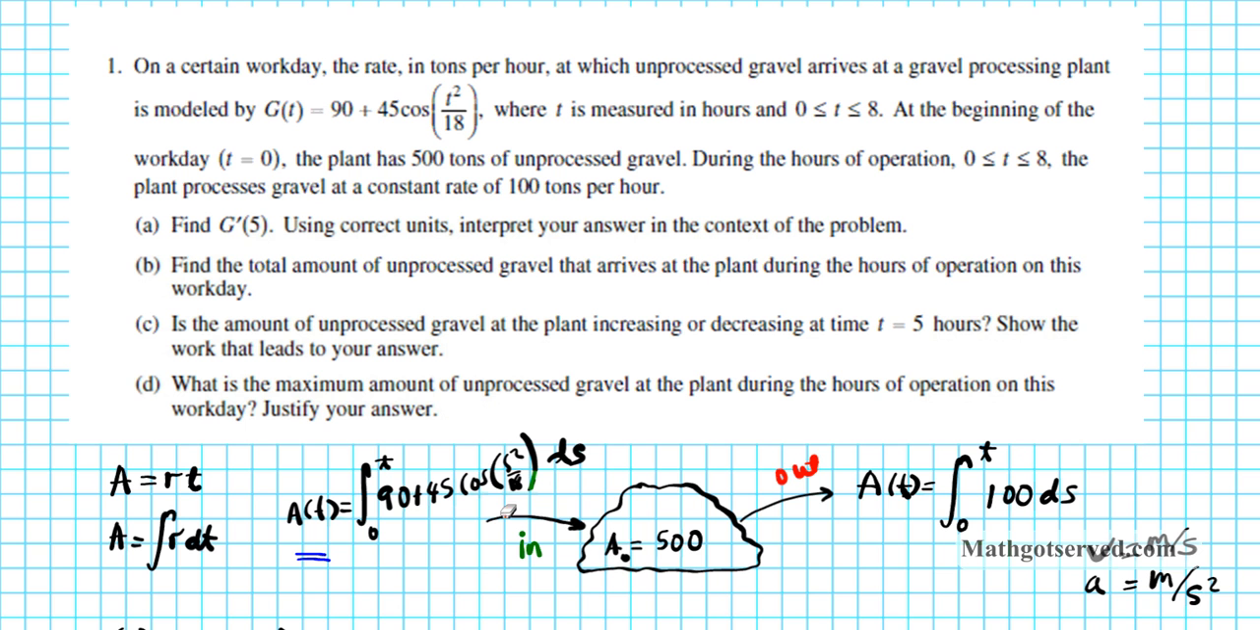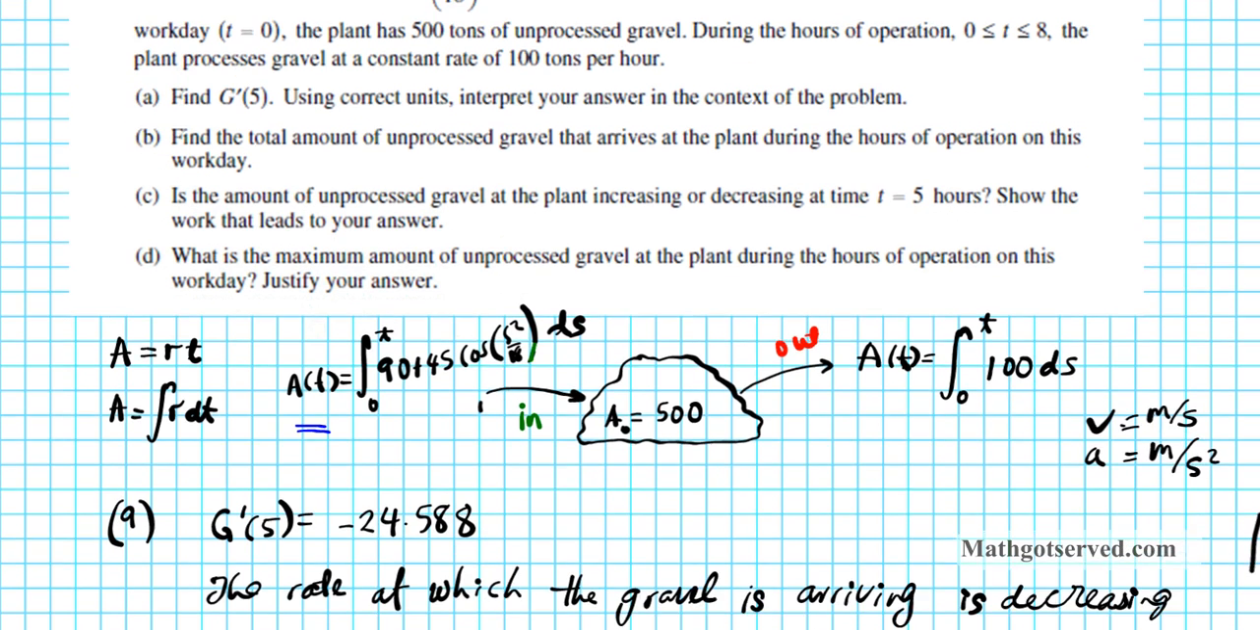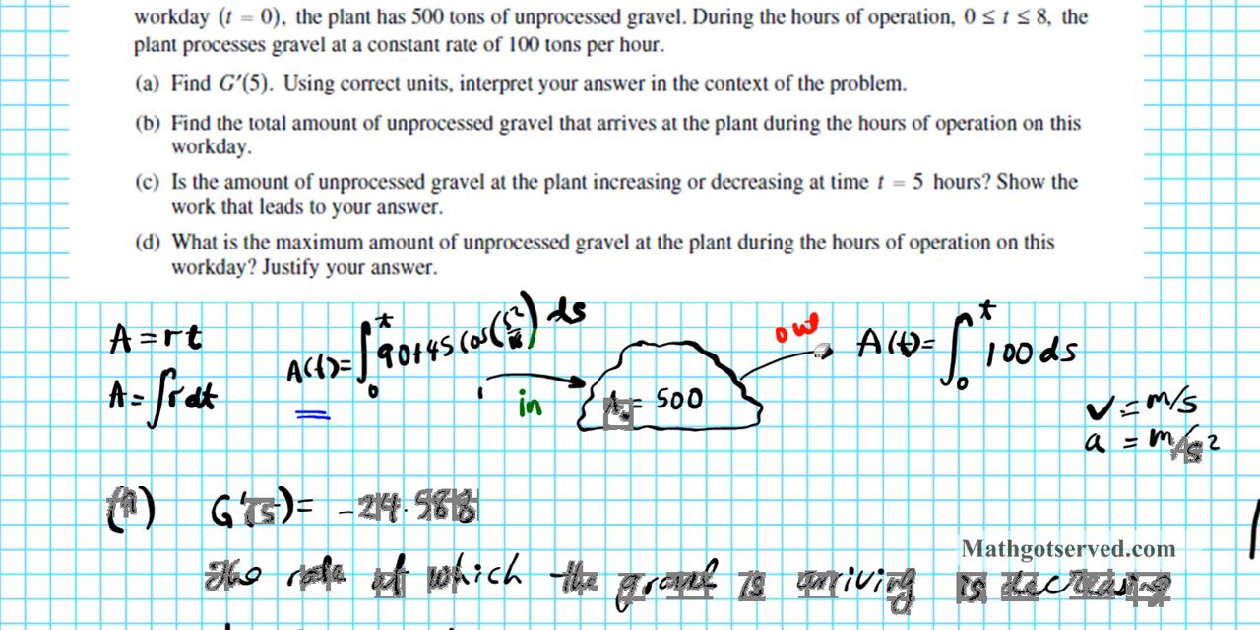But if your saving is much faster than your spending, then the amount of money in your bank account is going to keep increasing. That's just a way to look at it. So what we're doing in part C is comparing these two at t equals 5. If this is bigger, then it's decreasing. If this is bigger, then it's increasing. To figure out the amount that's being processed at t equals 5, that's easy, because it's constantly 100. So what we have to bother with is the rate at which gravel is coming in at t equals 5.